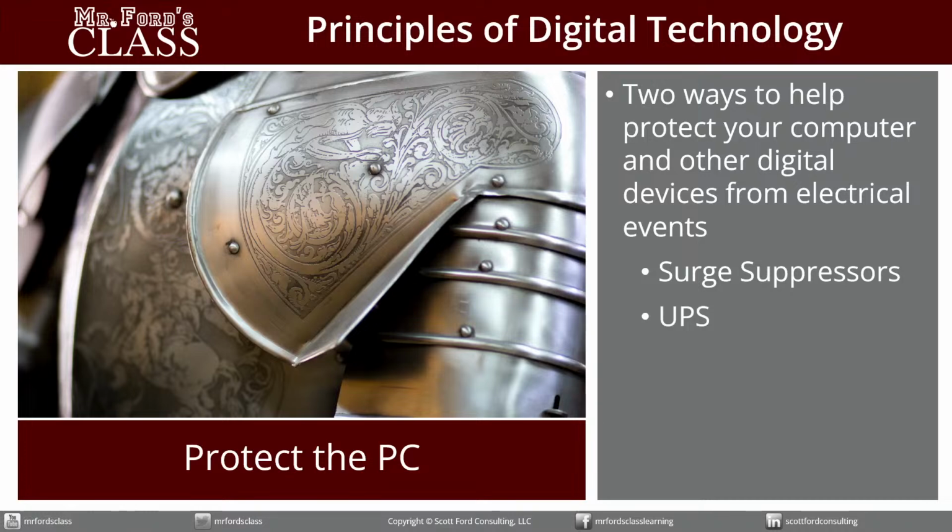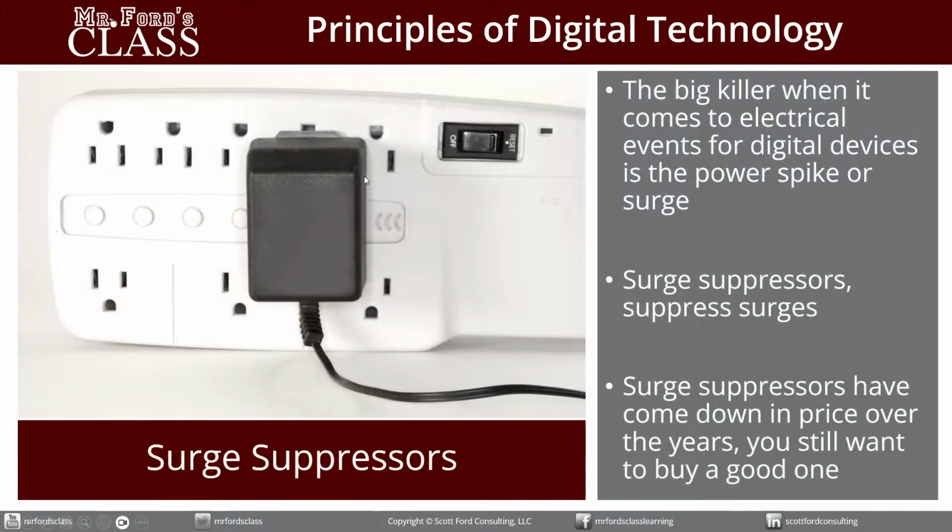Well, there's two ways that we can protect our computers. One is something called a surge suppressor, and the other one called a UPS. A surge suppressor is just that. It will kill the surge. The surge wants to kill your devices, and a surge suppressor will suppress that surge.